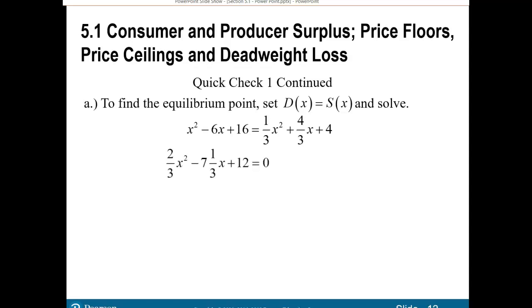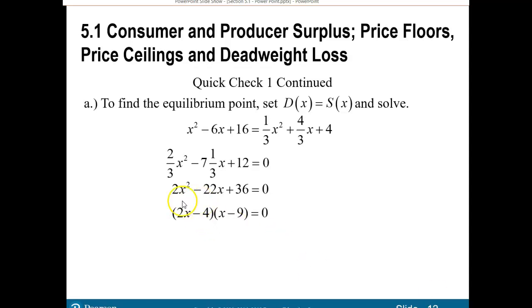So here they just moved everything over to one side. So 1 minus 1/3 is the 2/3. Negative 6 minus 4/3, negative 7 1/3. And then 16 minus 4 is the 12. And then they cleared out the fractions by multiplying everything by a 3. I probably would have done that first rather than keep the fractions in that first step, but either way, we should get to here.